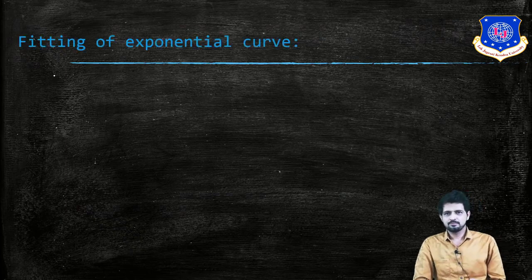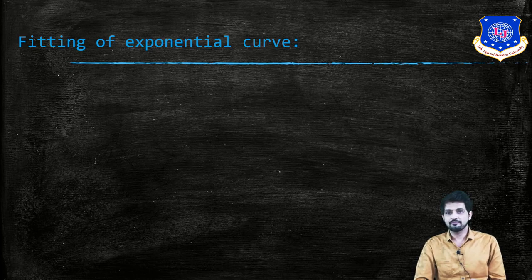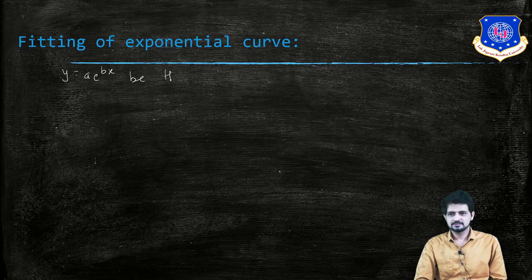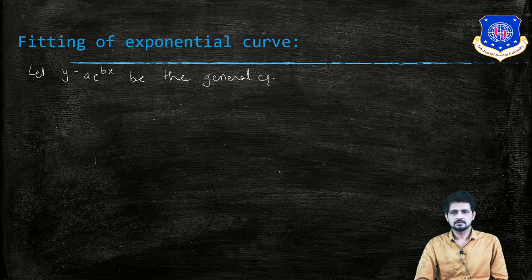Before starting, first of all we should know the general equation of an exponential curve. I can write it like this: y is equal to a into e raised to bx. Let y is equal to a into e raised to bx be the general equation of exponential curve.